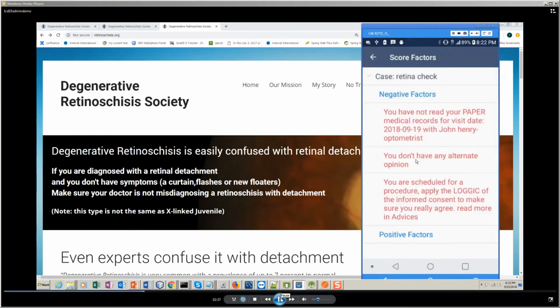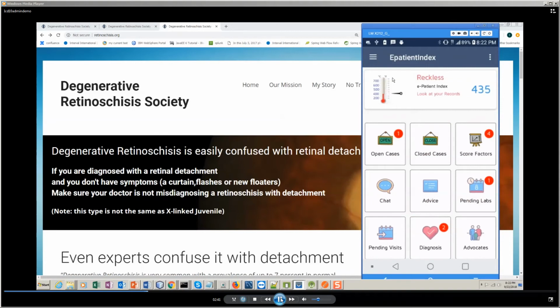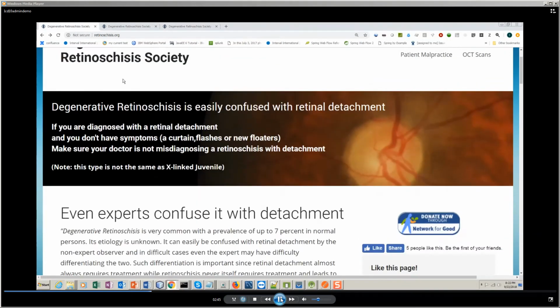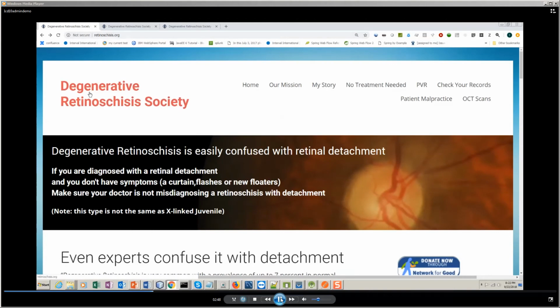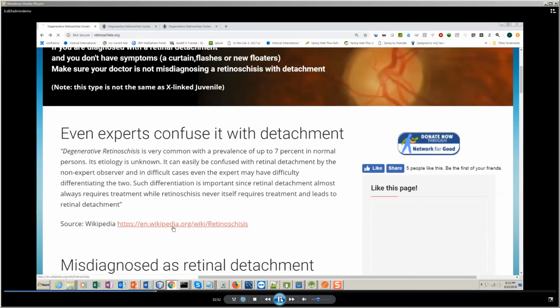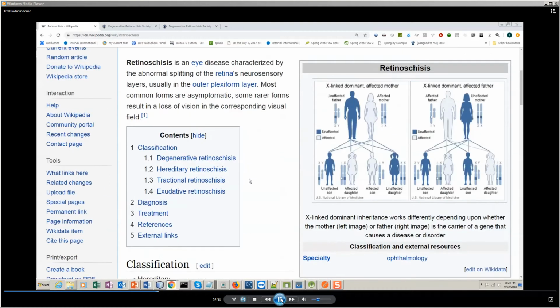If you go to his list of factors, there's not a lot of information. But then another patient came through my webpage at the Degenerative Retinoschisis Society and gathered a lot of information from there.